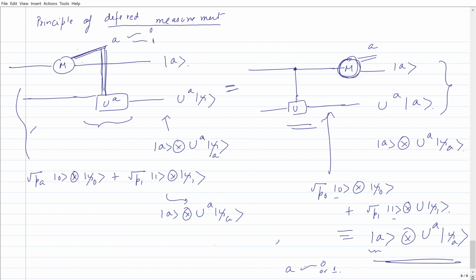The idea is that you can either measure initially in the circuit and propagate the state, or you can take this control operation on a classical bit through the circuit to be a controlled operation on a quantum gate and postpone the actual measurement to a later stage. And you can see that through these circuit identities, this is going to yield the exact output state for the same input.